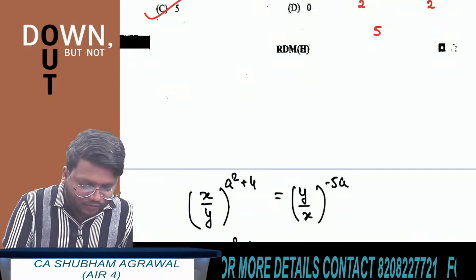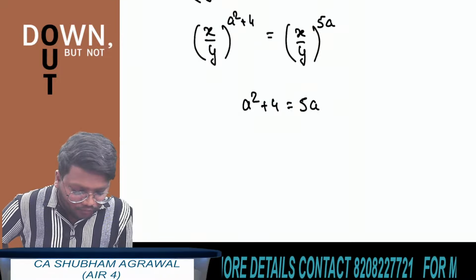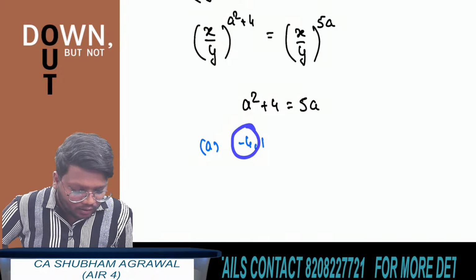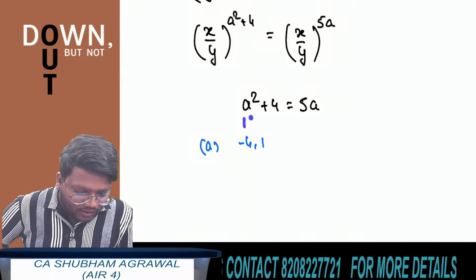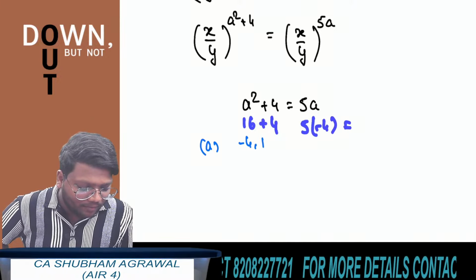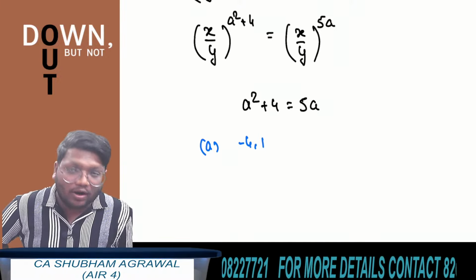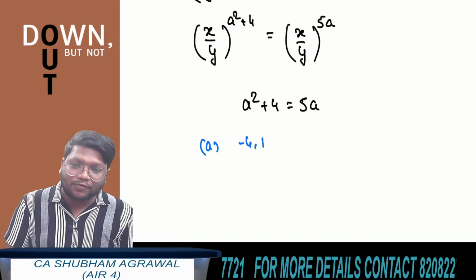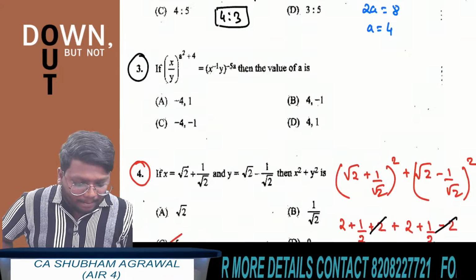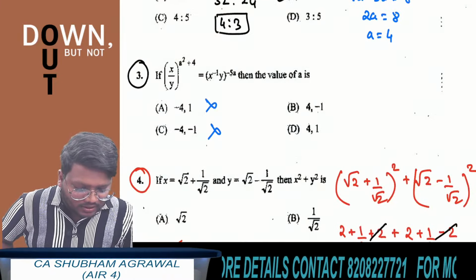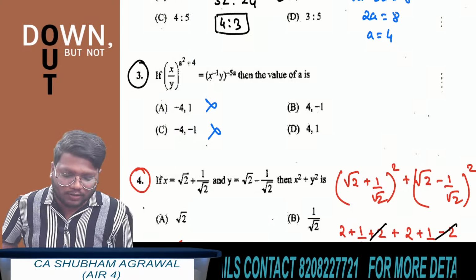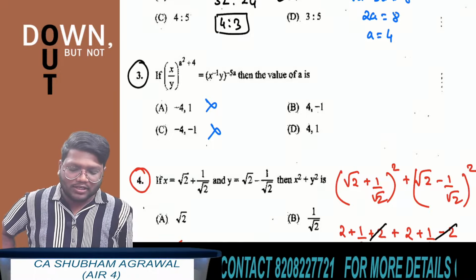Option A is minus 4, comma 1. Put the value of a as minus 4. So minus 4 square is 16, and 16 plus 4 is 20. And here 5 multiplied by minus 4 is minus 20. So the left hand side is not equal to the right hand side. If you put the value of a as minus 4, it is not satisfying the equation. Definitely option A is wrong. So you can also eliminate option C, because by putting the value of a as minus 4, the equation is not getting satisfied.